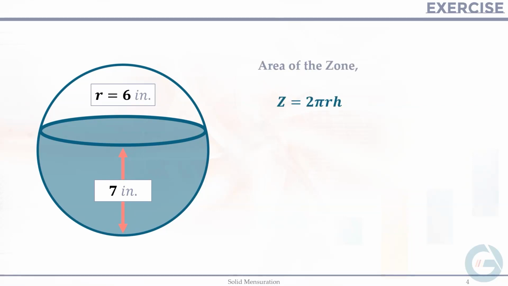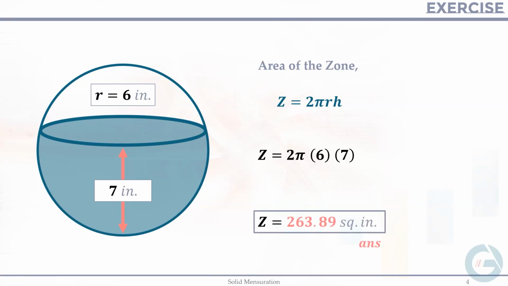And the formula for the area of the zone of a sphere is given by Z, that is the surface area of the zone of the sphere, is equivalent to 2πRH. Okay, so just substitute the values into the formula. We have Z equals 2π times 6 for the radius and 7 for the height. So that is the depth of the water. And this will give us 263.89 square inches, and this is the final answer.